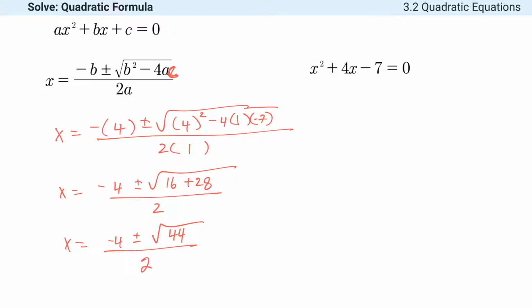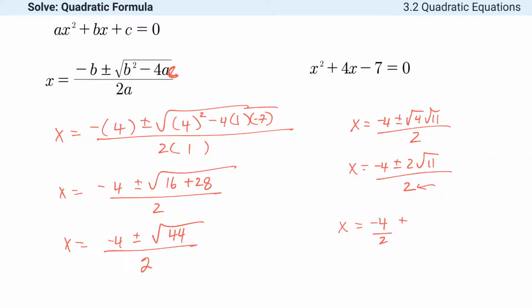All over 2. Again, carrying on over here on the right, 44 I could rewrite as the square root of 4 times the square root of 11, all over 2. And I do that to simplify, because then the square root of 4 is 2. So I have minus 4 plus or minus 2 root 11, all over 2. This 2 here will divide into both terms on the top. So I could rewrite that as negative 4 over 2 plus or minus 2 root 11 over 2.